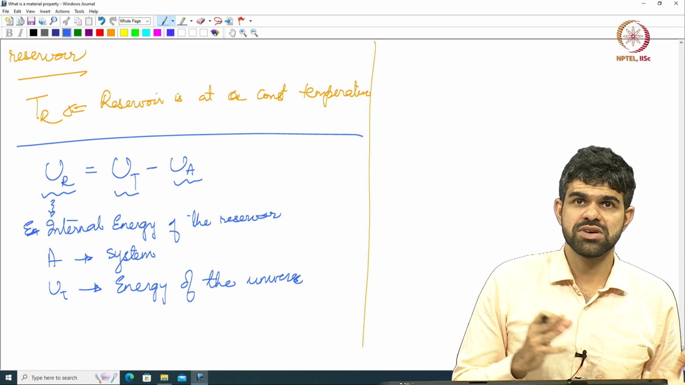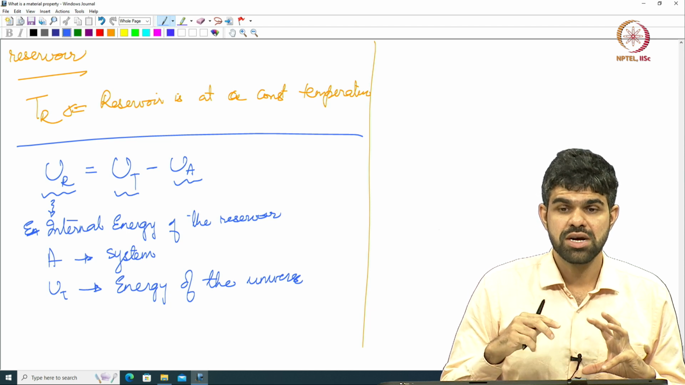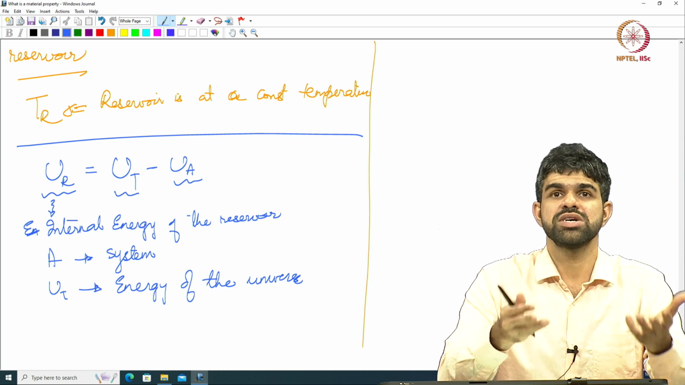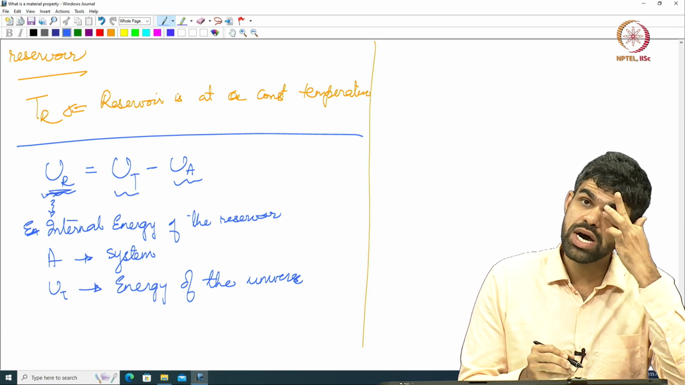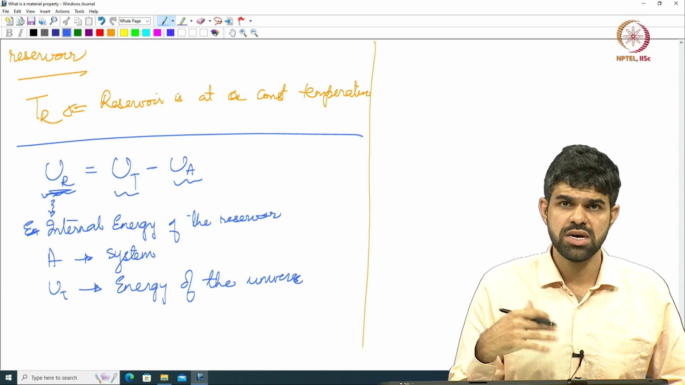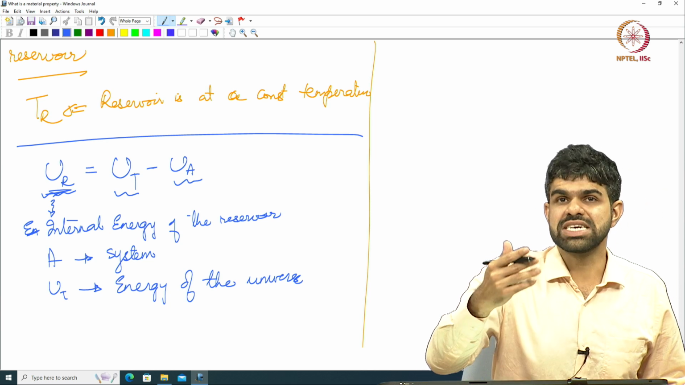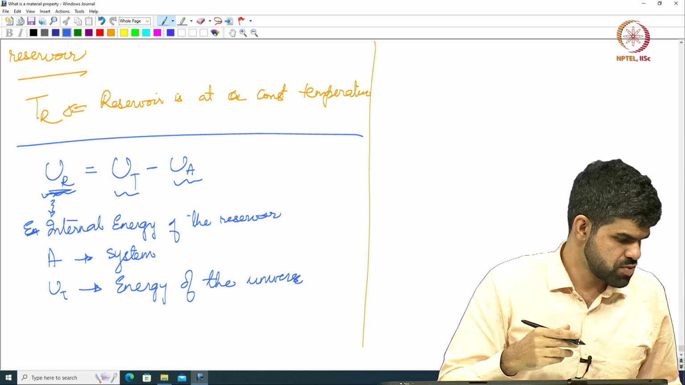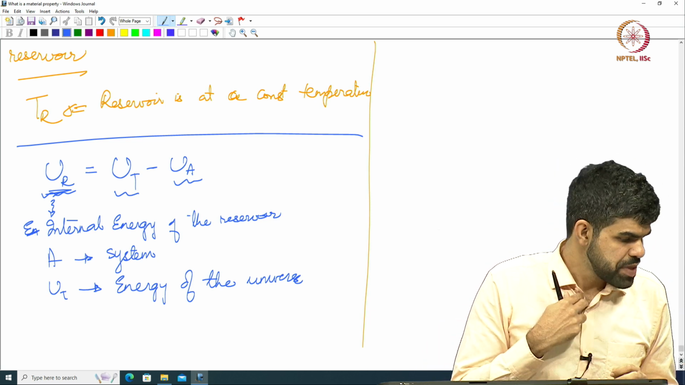So the internal energy of the reservoir and internal energy of the system can exchange: the system can dump some energy into the reservoir and take back some energy from the reservoir, right. So UR can change, but the temperature of the reservoir is not changing. The internal energy can change, okay, because I can just put in heat without changing temperature, right. So in what are called isothermal processes, those sort of things I can do, okay.